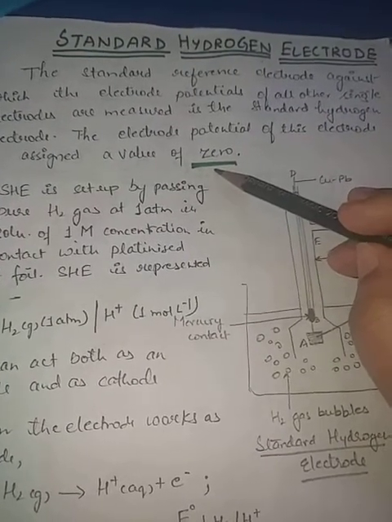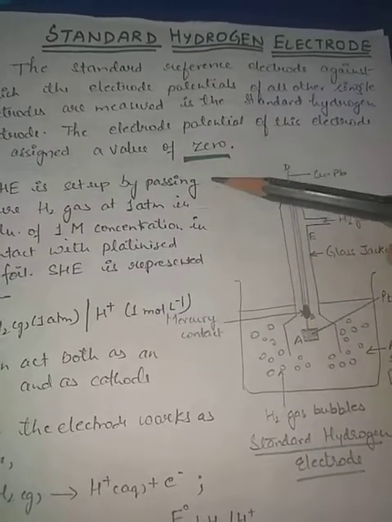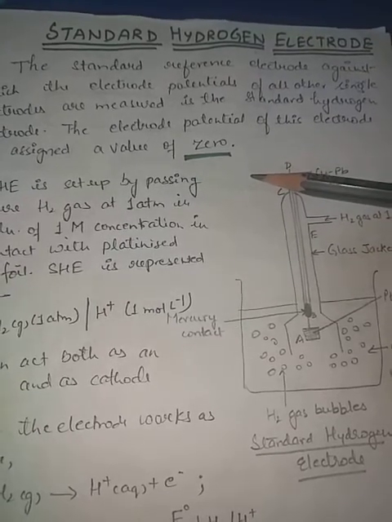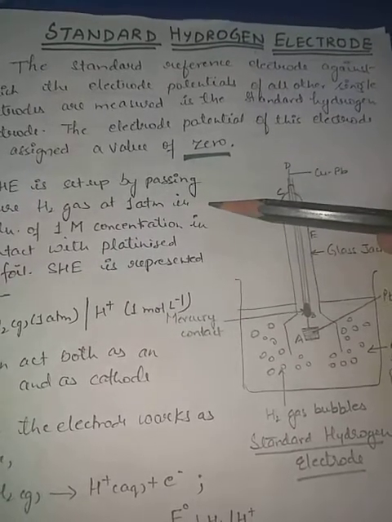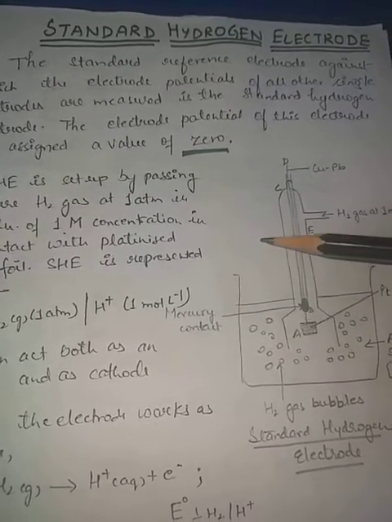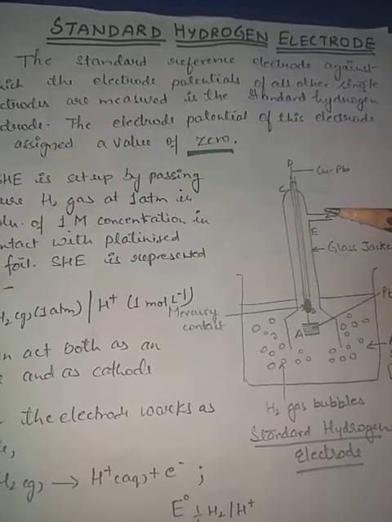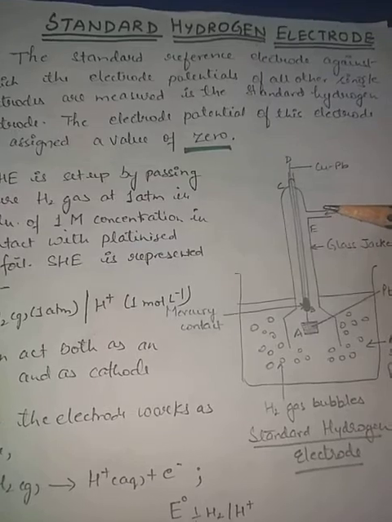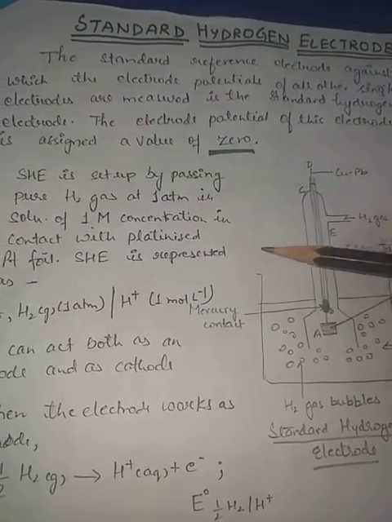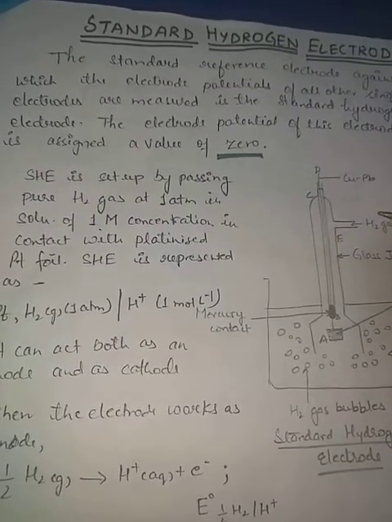In our previous video we saw that there are two half cells, oxidation and reduction half cells, and in those half cells one is the cathode and one is the anode. In one half cell the oxidation reaction takes place, and in the other half cell the reduction reaction takes place. Suppose we have to calculate the reduction potential, or rather the electrode potential, of one electrode only.